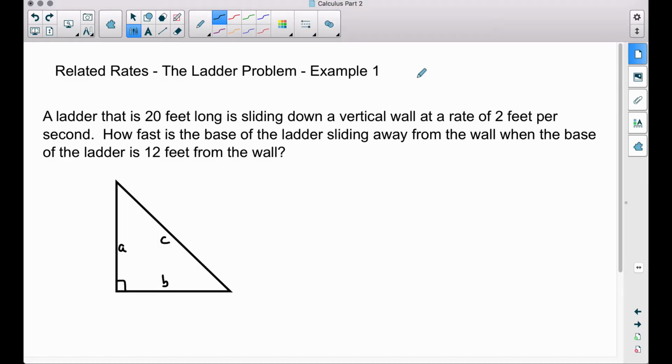In this video, we're going to look at a ladder problem that's involved with related rates. This is a classic Calculus 1 related rates problem. As a matter of fact, we'll see at least an additional example in a future video.